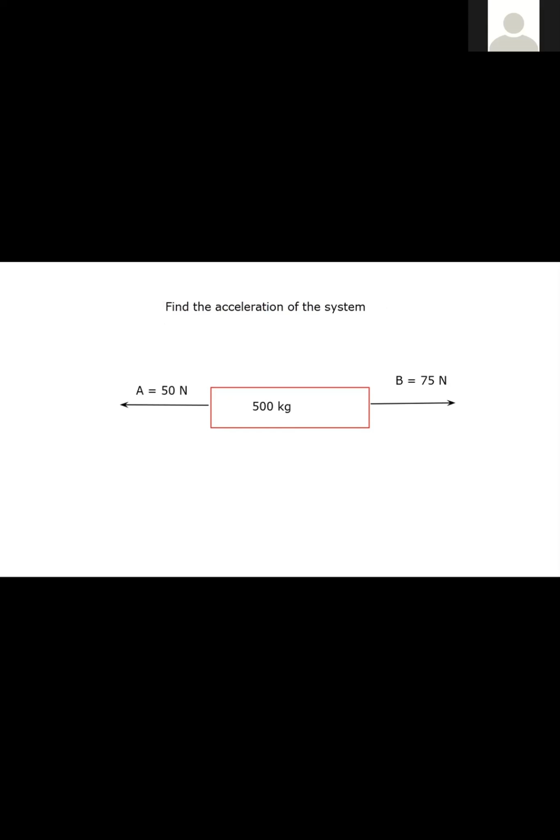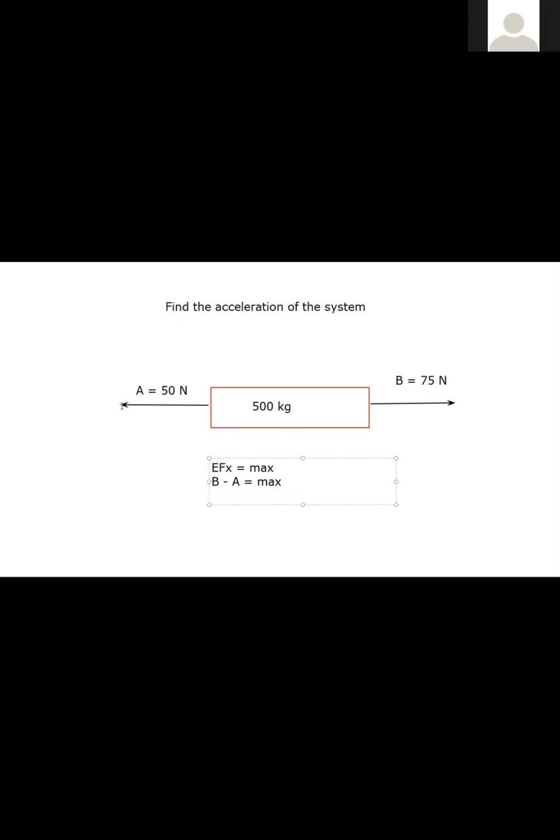The way we would solve this problem, we would say the sum of the forces in the X equals MAX, and that's also a subscript X. It's just neater if I write it out. So we're going to have two forces. We have B minus A equals MAX. You see why it's B minus A? Because B is a positive force, A is a negative force.